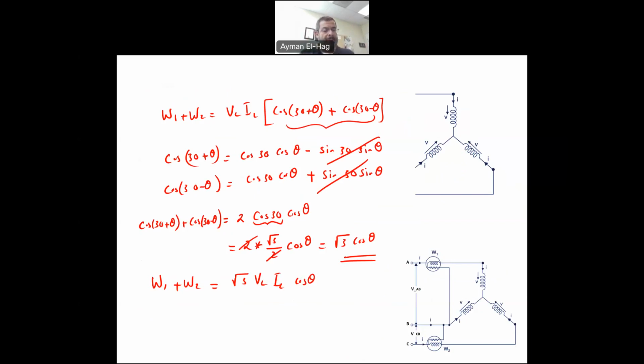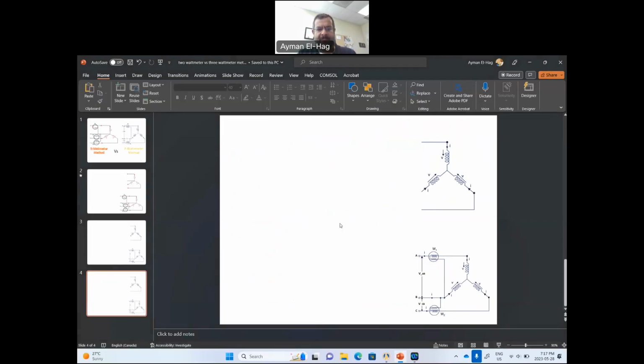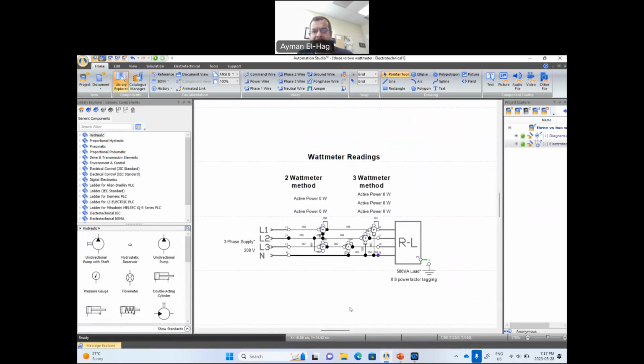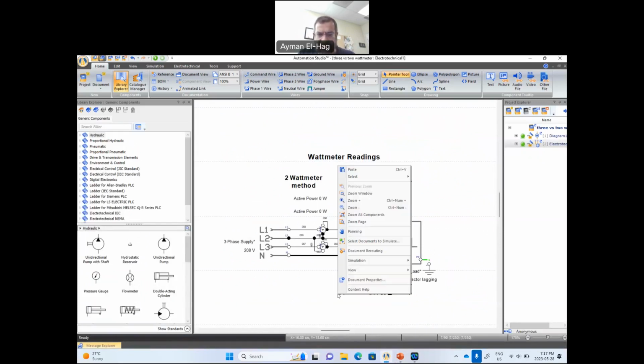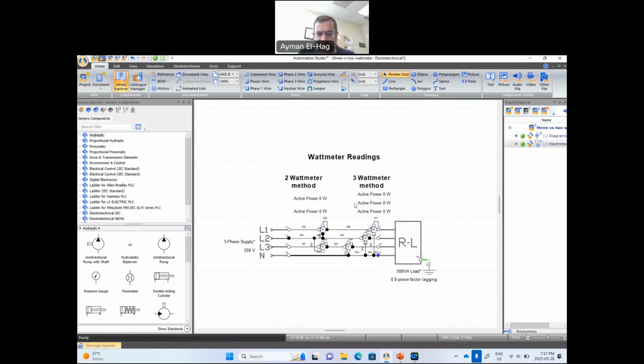Now, let's go now to Automation Studio. I did some small system. Let's see the simulation of that system. Okay, so we'll go here. Now, that is my system. Let me zoom a little bit on it here to give you more insight.